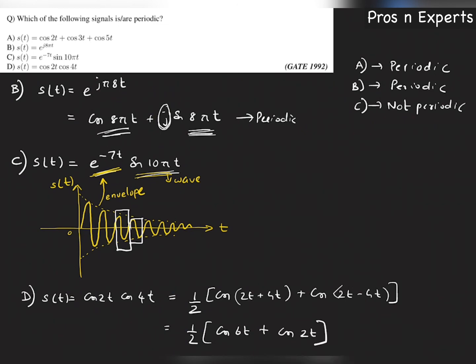So this is again like option A, where we have a sum of sinusoids and both the terms do not contain pi. So this is periodic. Both terms not containing pi means it is periodic. So option D is also periodic. So our answer to which of the following are periodic is option A, option B and option D. These are all periodic.